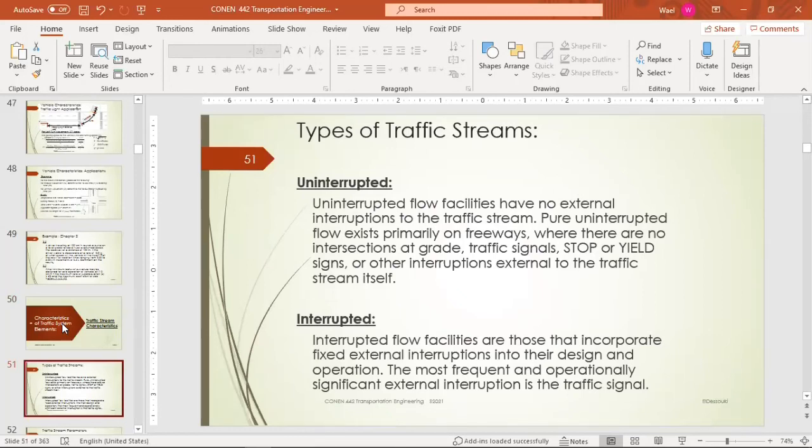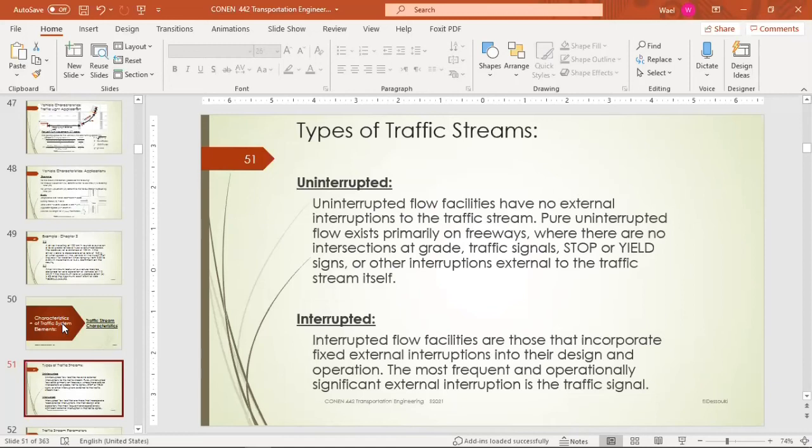This is different than in fluid mechanics when we talk about laminar flow and non-laminar flow. No, this is not the same analogy. But uninterrupted and interrupted can be defined as the following. Uninterrupted means the flow facility, or the traffic stream, vehicles are not stopped by a traffic signal or by a roundabout or by a stop sign. However, the traffic stream might stop due to congestion, due to accident internally.